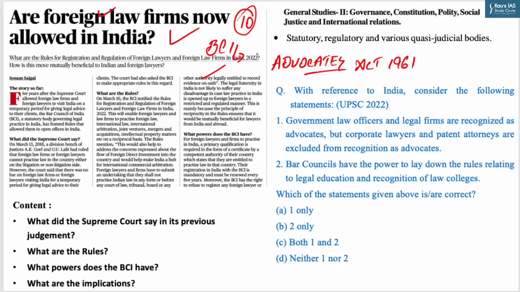Now, why is this article important? Because statutory, regulatory and various quasi-judicial bodies are an important theme under GS paper 2. And also UPSC has asked a question based on the Bar Council in the year 2022. So in this discussion, we will look into the Supreme Court judgment, what the rules are, what powers the Bar Council of India has, and what the implications are. So let's begin our discussion.